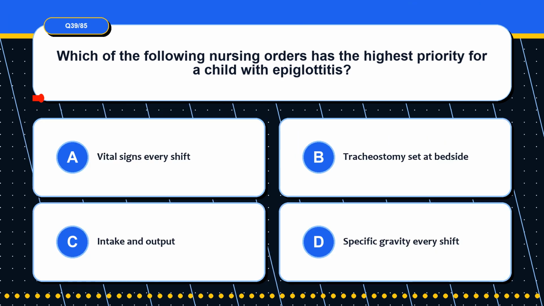Question 39. Which of the following nursing orders has the highest priority for a child with epiglottitis? Here are the options. Option A. Vital signs every shift. Option B. Tracheostomy set at bedside. Option C. Intake and output. Option D. Specific gravity every shift.